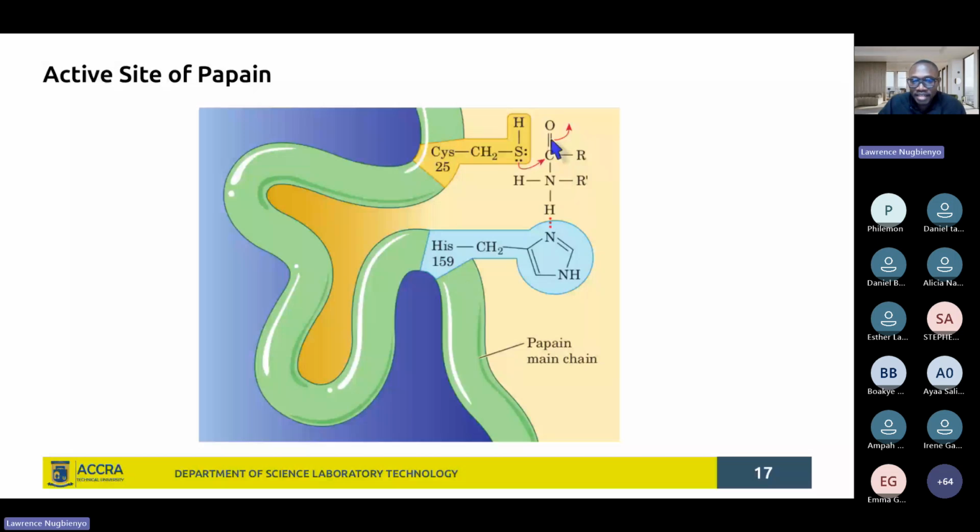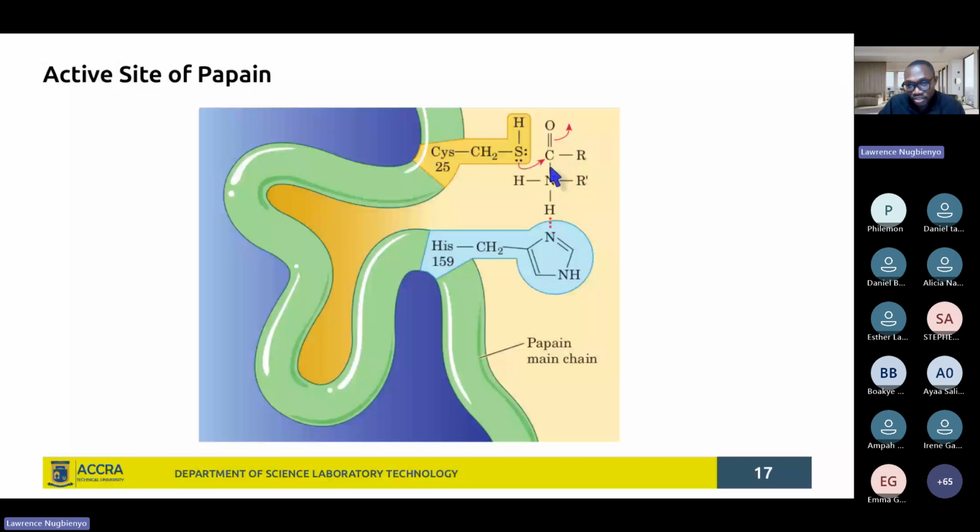Now, there's a substrate. It's a protein. This is just depicting a peptide bond, because here a peptide bond is between a carboxylic acid group and the amine group of another amino acid.